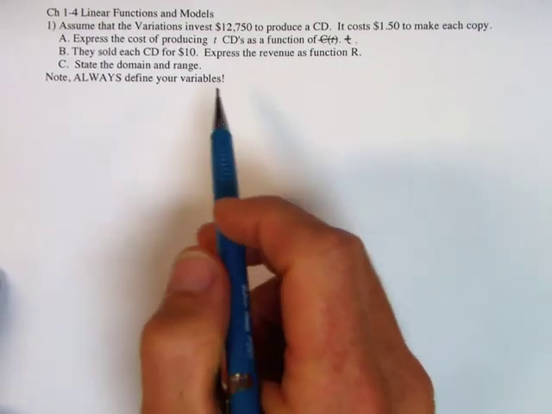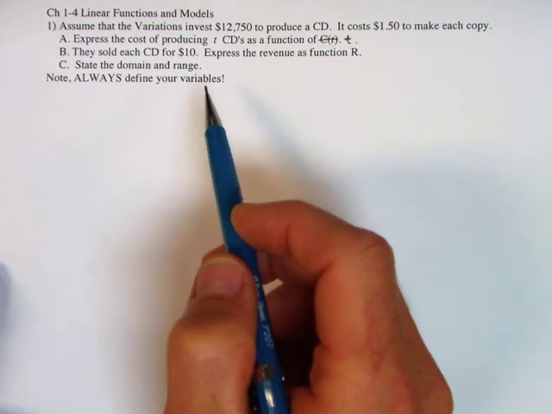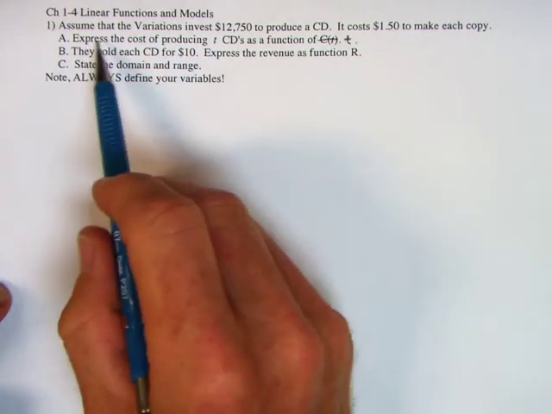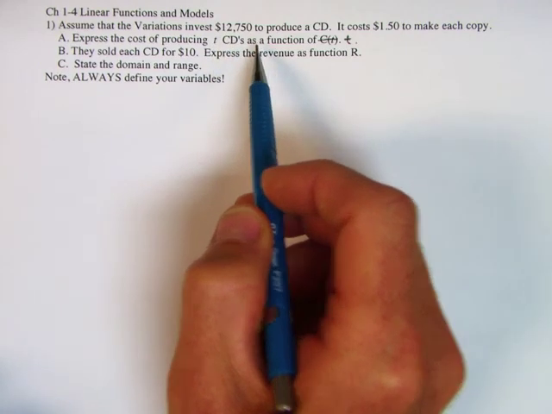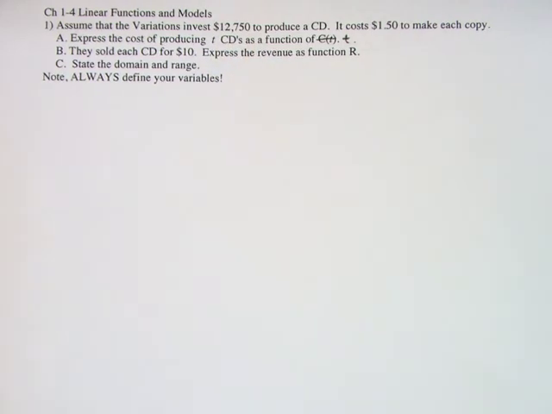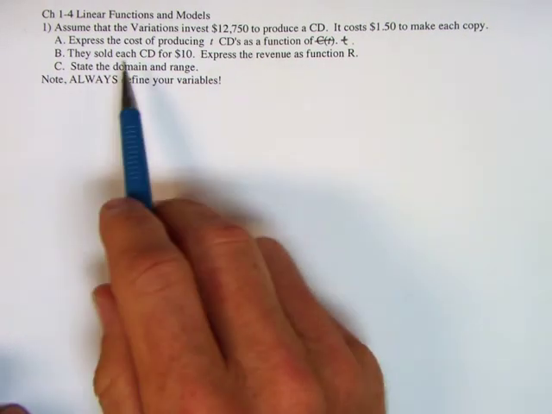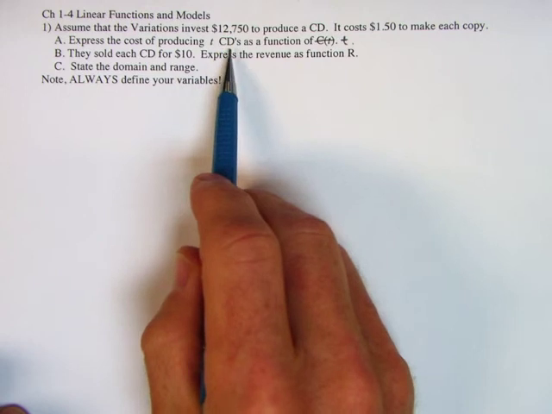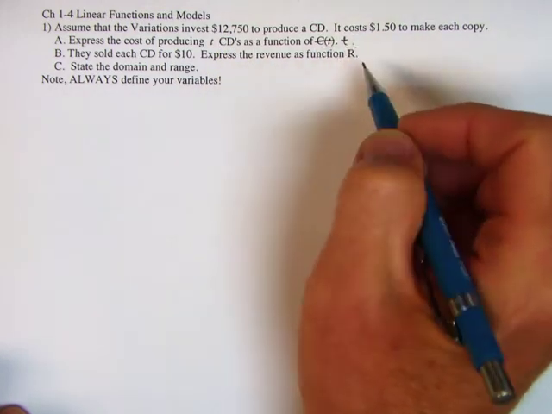Today what we're going to do is work on taking a word problem and writing a function from it. Assume a band invests $12,750 to produce a CD. It costs $1.50 to make each copy. Express the cost of producing T CDs as a function of, there's a typo there, it should just say T.